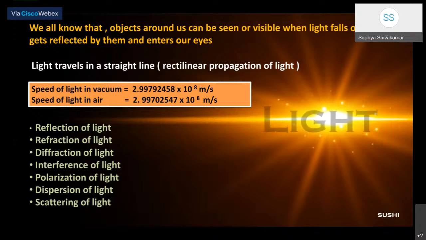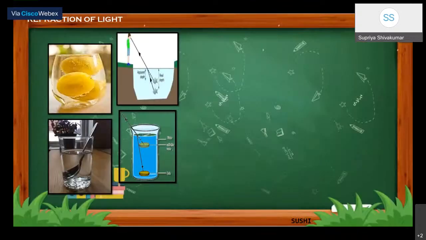So let us try to understand with some examples that we go through in our day-to-day life. As you can see, I have given four different pictures. If you carefully observe, the first picture on the left shows a lemon inserted in a tumbler containing water, which appears to be bulged. Similarly, moving down, there is a spoon partially inserted, which appears slightly changed in appearance. And in the next figure, you see a person looking at a fish.